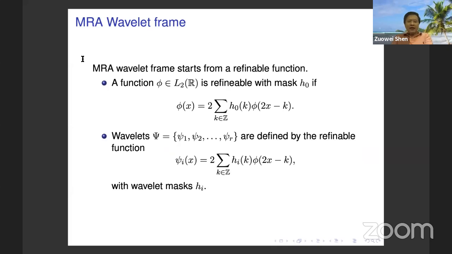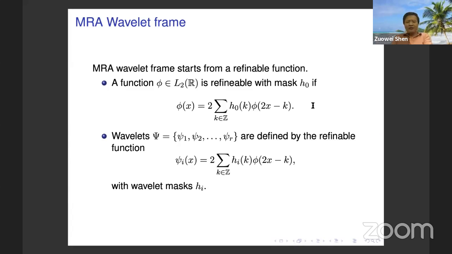So the key idea of multi-resolution starts from the refinable function. A function phi is refinable if phi satisfies the following equation. This equation essentially says phi(x) can be written as a linear combination of the dilation of phi and the shifts of the dilations. There are many refinable functions. A simple example of refinable functions is B-splines. I'm going to show you a few examples later.